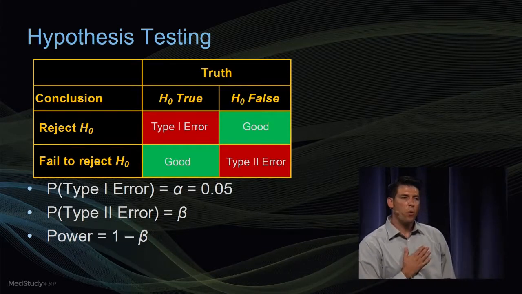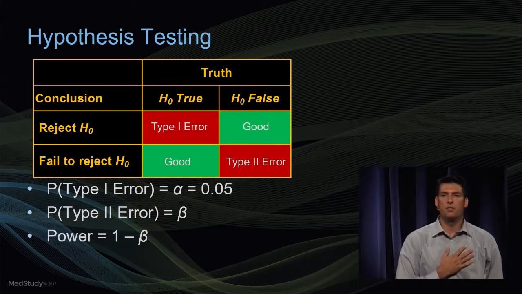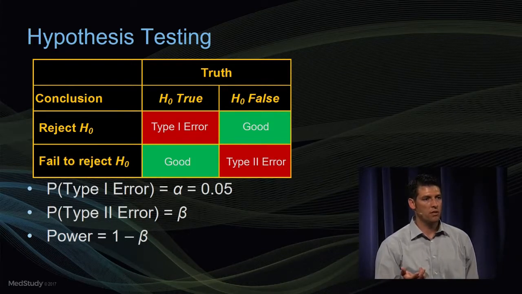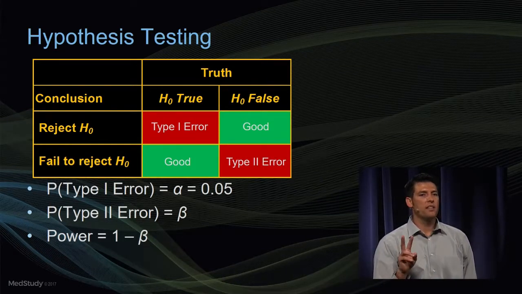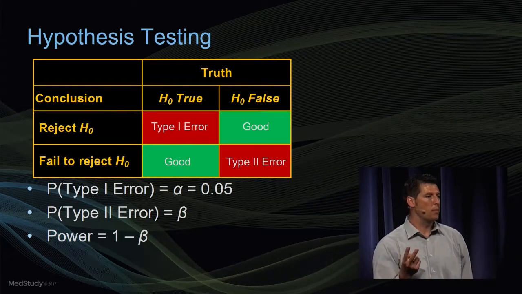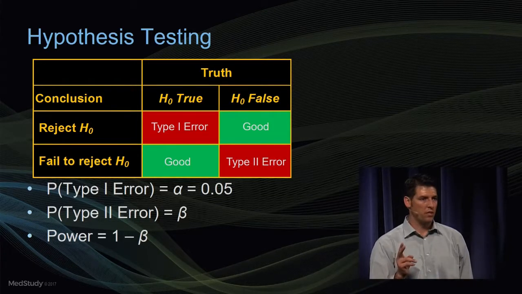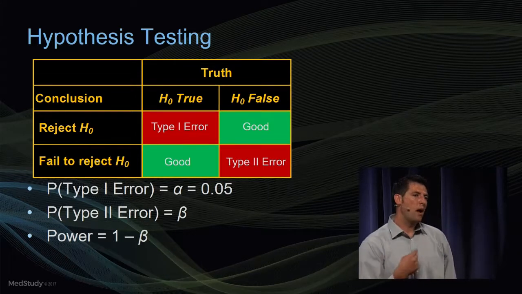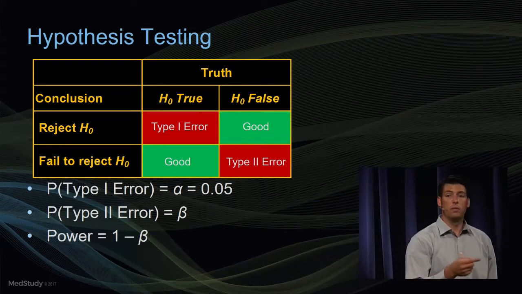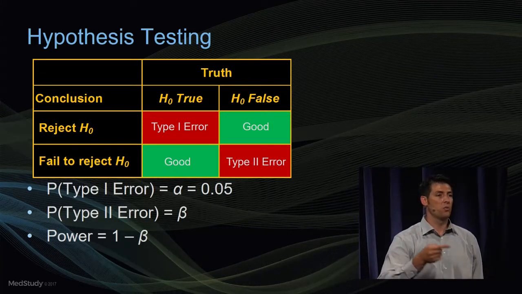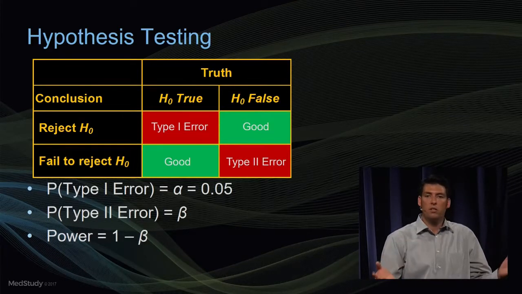And another important term that comes up with hypothesis testing is the power of the test. The power of the test has an interesting relationship with the probability of a type 2 error, or beta. They're inverses of each other. So the power of the test is defined as the probability of rejecting the null hypothesis when it's really false. That's what we want to do.